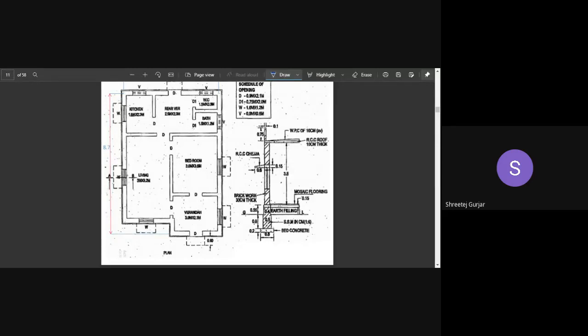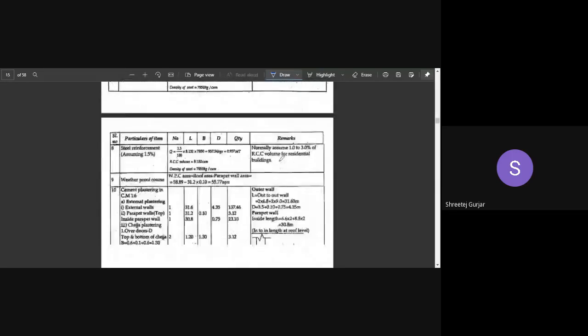Before we move on to the next numerical, I hope your doubt is cleared. That is why 50% is deducted for openings. Then we will move on to the next numerical.